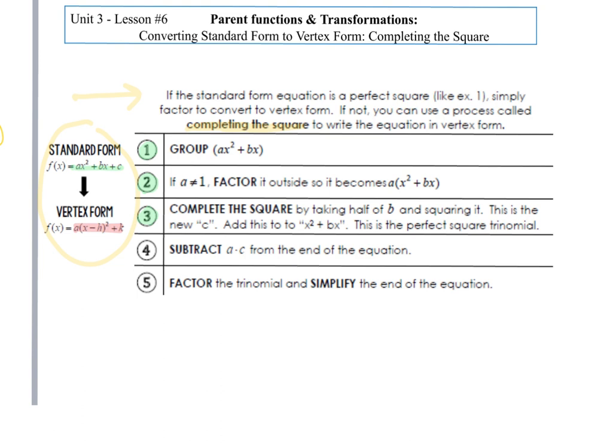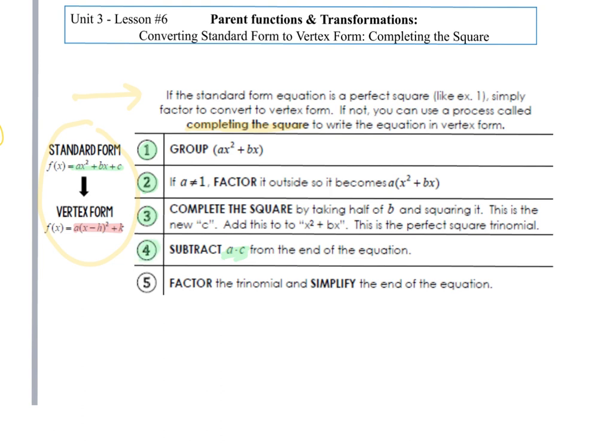Step 3, complete the square by taking half the b value and squaring it. This is our new c. We are going to add this value to the x squared plus bx inside the parentheses, and now we have a perfect square trinomial that's going to be super easy to factor. Now that new c that we've added inside the parentheses, we're going to subtract it, and if we did factor an a value out, we subtract the a times c value from the end of the equation. I'm going to show that with some boxes in a little bit.